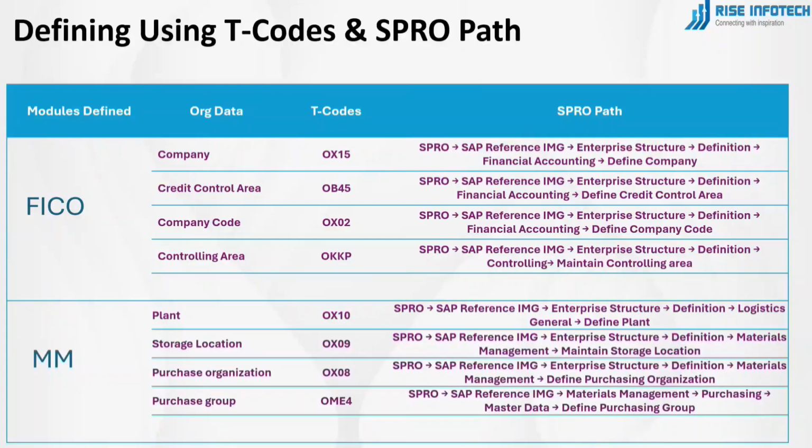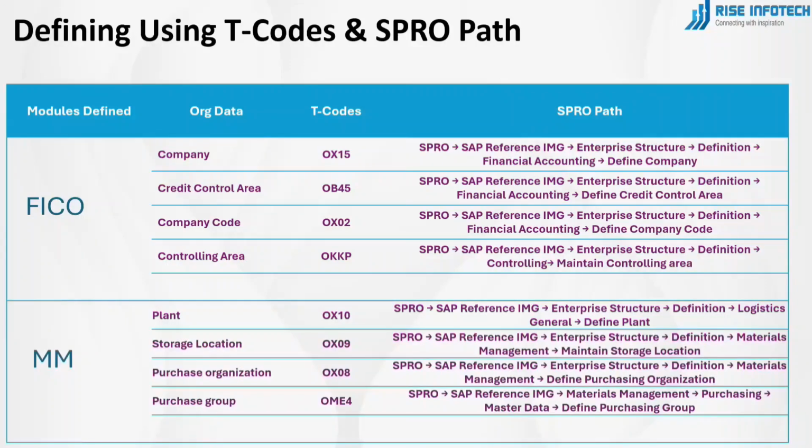For the modules FICO and MM: to define company, it is OX15. To define credit control area, the T code is OB45. To define company code, it is OX02. And to maintain controlling area, it is OKKP. These four organizational data come under the FICO module. Moving to the MM module, to create plant, it is OX10, and to maintain storage location, it is OX09.